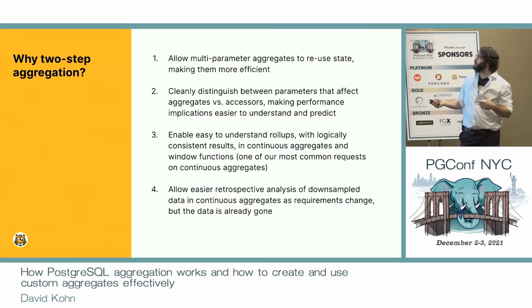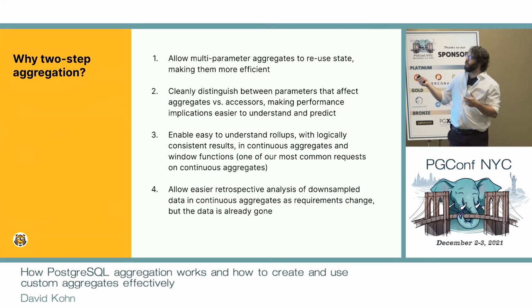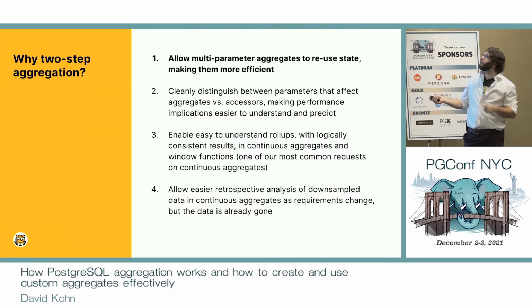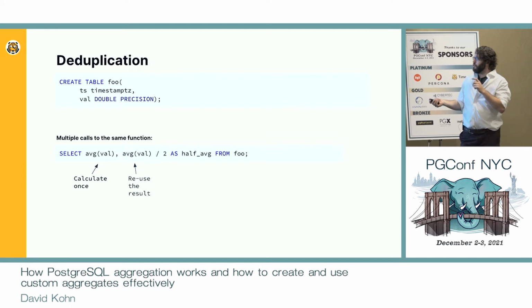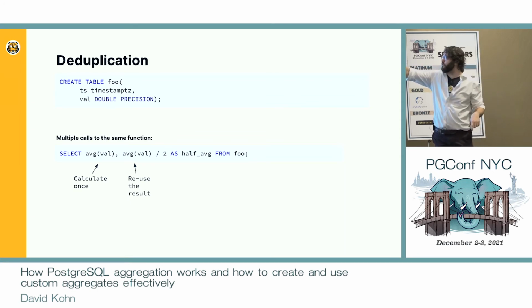So let's think about some reasons for the two-step aggregation. We allow multi-parameter aggregates to reuse state. When we talked before about how we could do deduplication, we could reuse the result. We can calculate the average once and reuse the result.